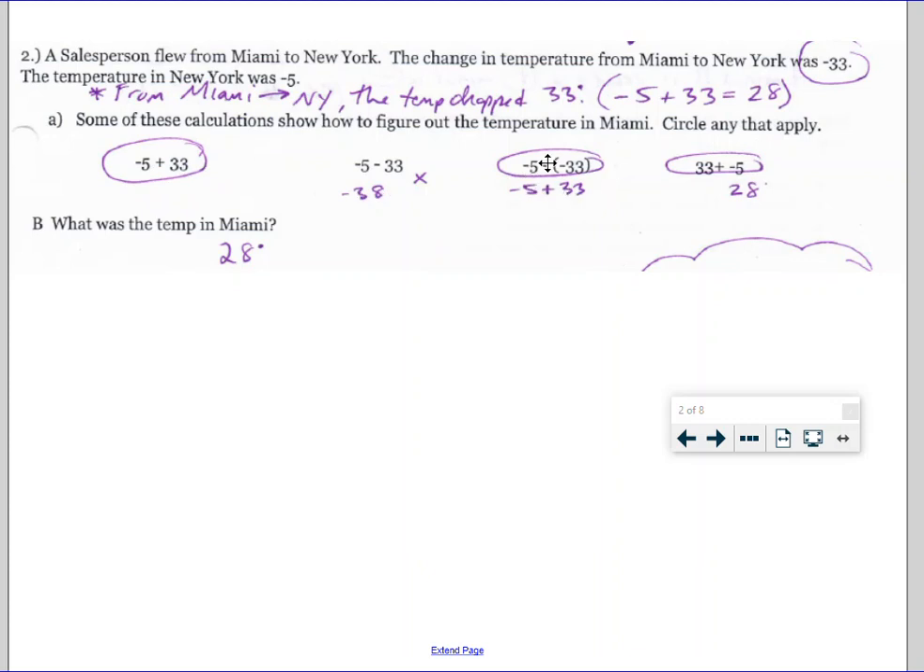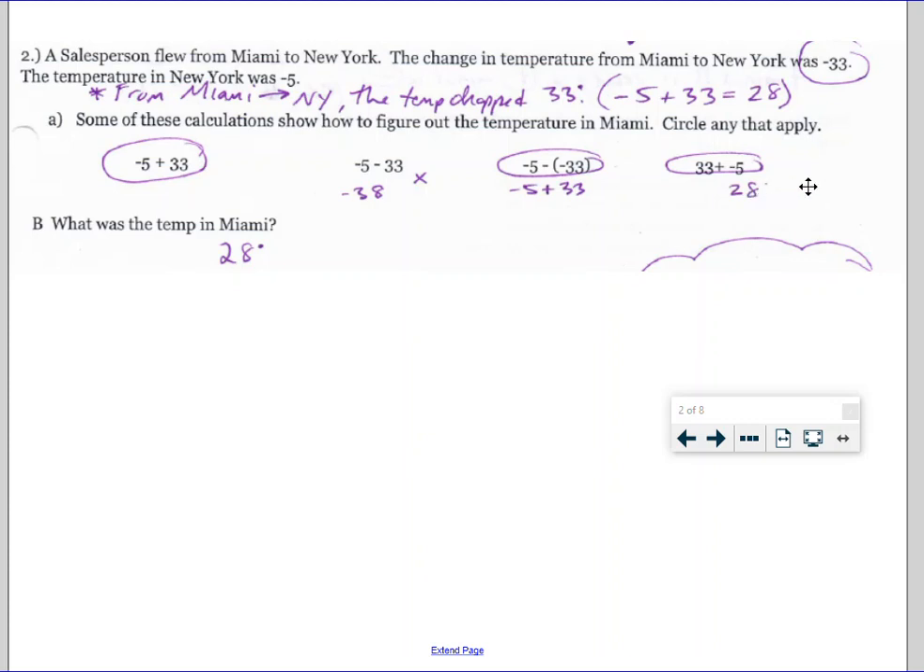This one would work because remember, when you subtract a negative, it's kind of the same as adding a positive. So this problem right here is very similar to that first one. It's just written differently in that first step. And then this one right here would also end up at 28 degrees.